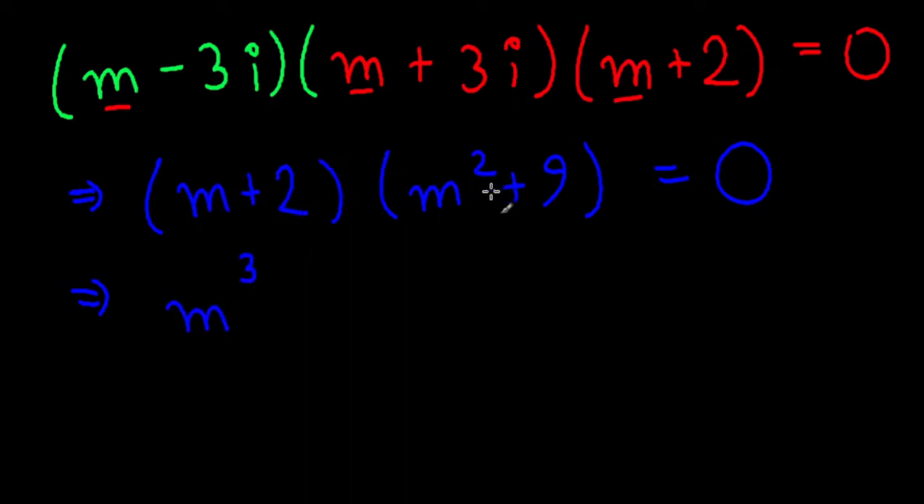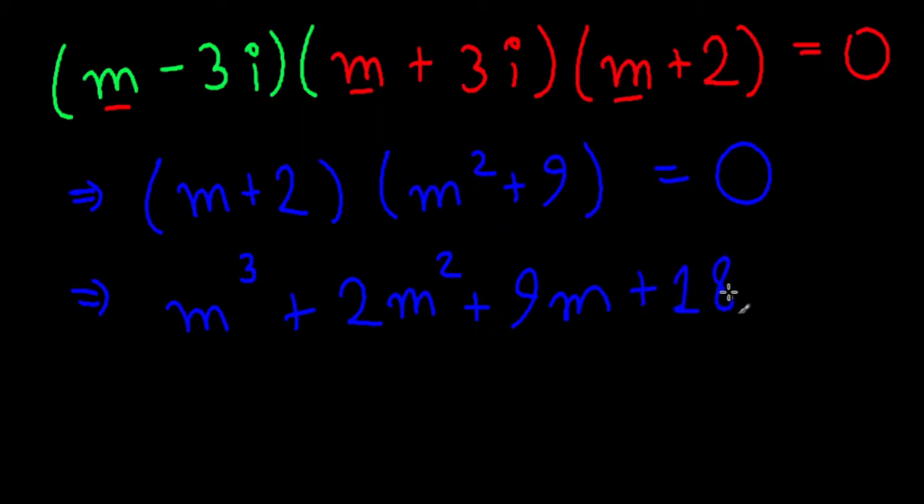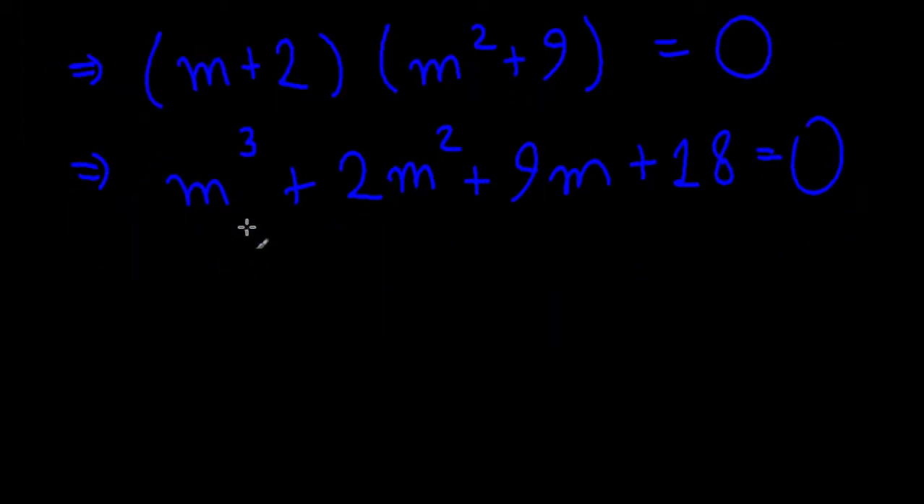So anyway, m multiplied with m cubed, and then you have m squared is just 2m squared. Then you have 9m, and then the constant is 18. The constant is 18 equals 0. Now this is your characteristic equation. We just need to find our differential equation from this.